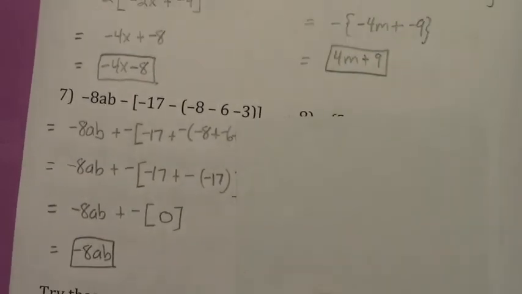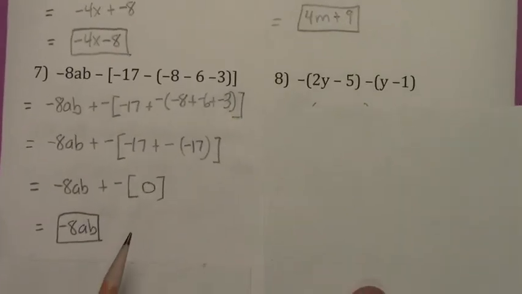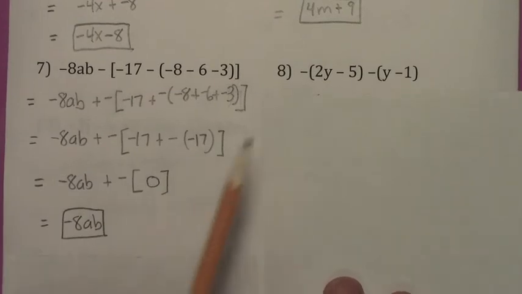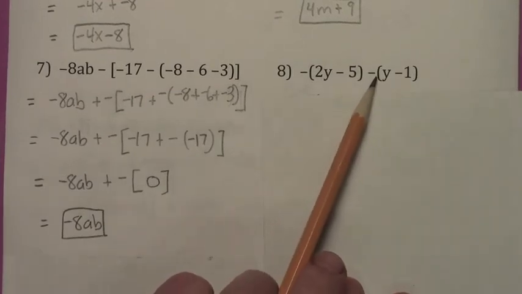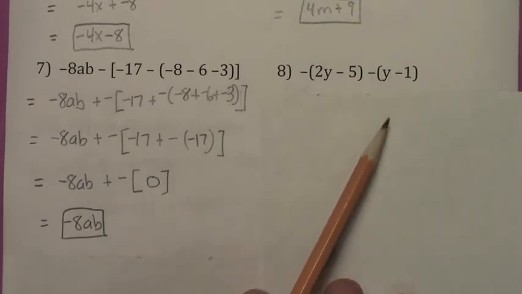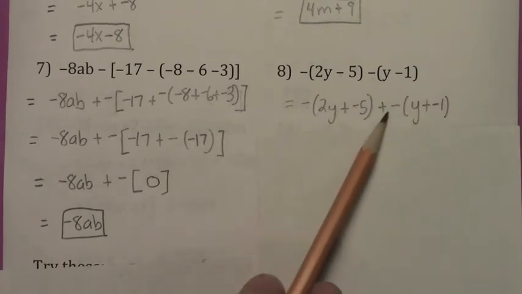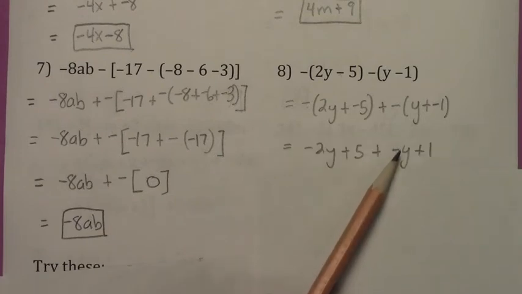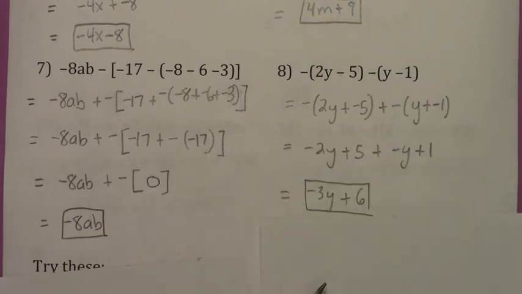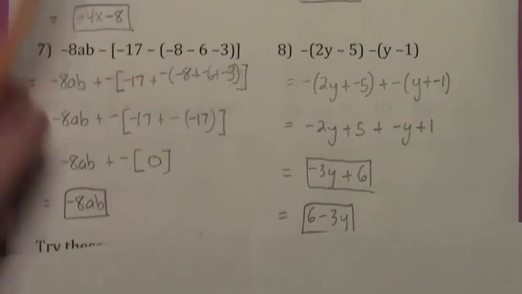Alright, one more and I'll give you a bunch to try. How about that? This one, we're going to change this minus sign to plus or negative, and this minus sign to plus or negative, and this one too. We get this. Use the distributive law. There's a negative one that's multiplying here, negative one that's multiplying there. We get this. Add all the y's together, I get negative 3y plus 6. That's my final answer. Or, like I said, the book might write it like this.